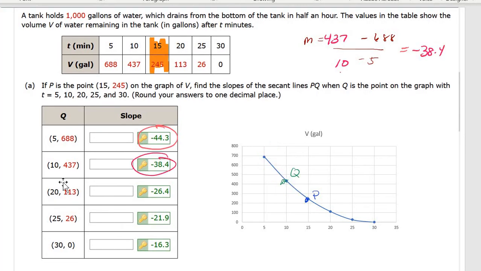And here's my second Q. I still keep the same P, but now what's changed is my Y2 and X2 have changed. My Y2 is 437. It's this point right here. And my X2 is 10. And so that's where the minus 38.4 comes from. And then they want you to continue on. So they want you to choose the 20 and 113 and 25 and 26 and so forth to estimate these.